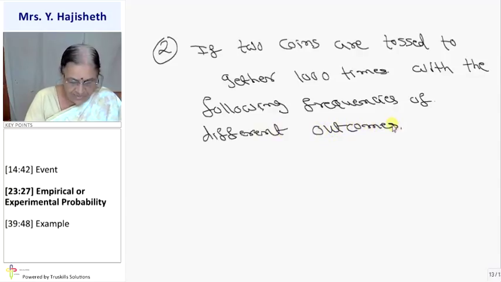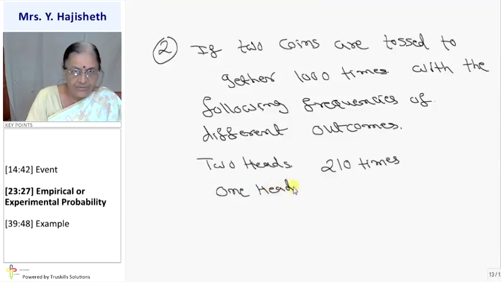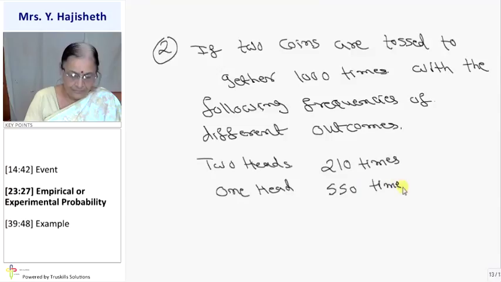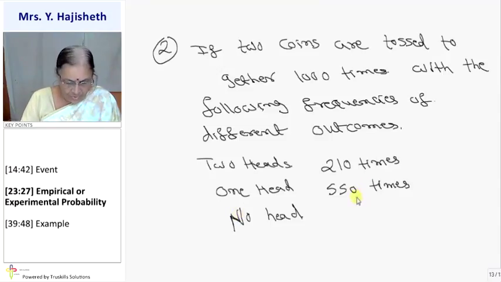Now see, different outcomes are, you know very well, you are given two heads occur 210 times. One head occur, matlab with first coin or with second coin, okay? So only one head occurs how many times? 550 times. And no head occur. When two coins are tossed, there are three possibilities: either head occurs twice or once or no times. No head occurs 240 times.